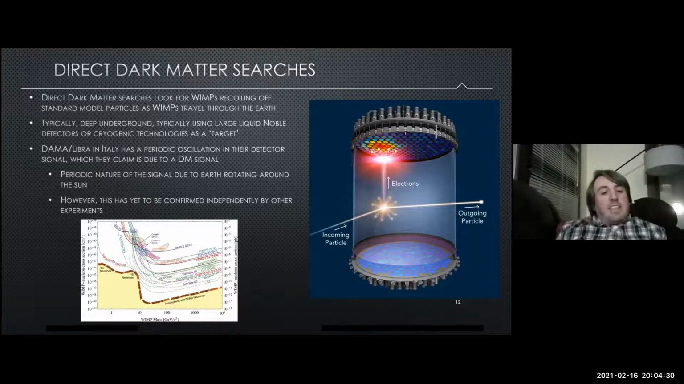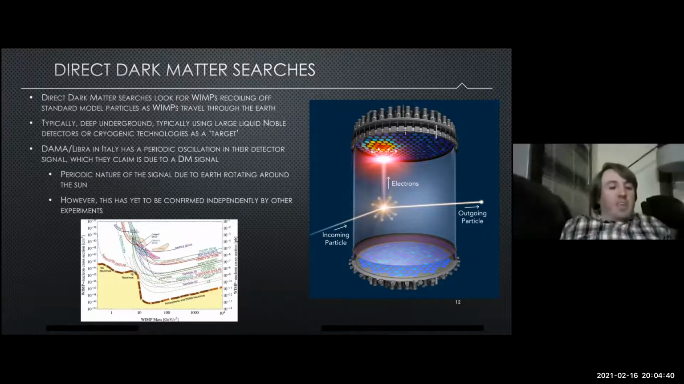So that's a very interesting area of study. Is this DAMA/LIBRA signal real, or is there maybe something wrong with their experimental setup? And so that's still very much an open question.